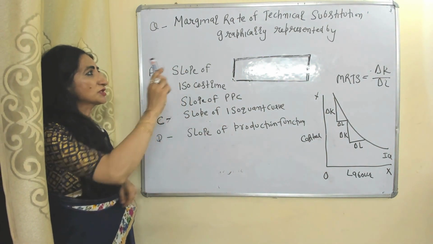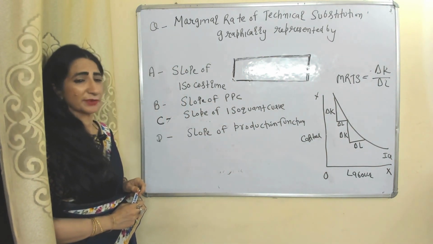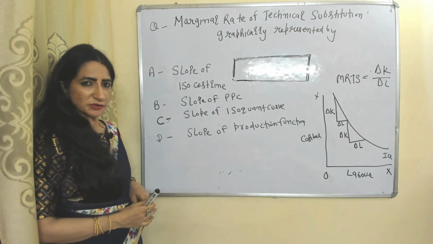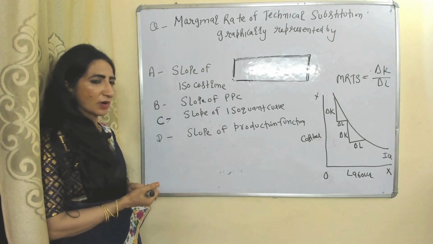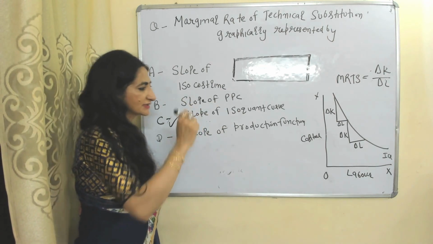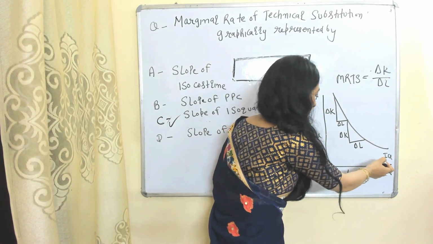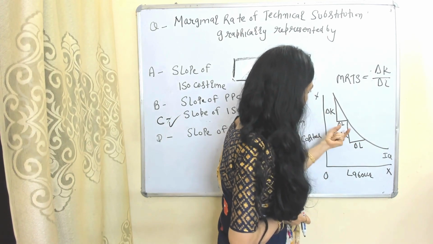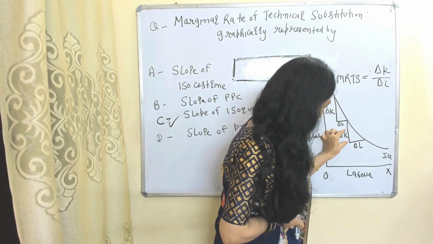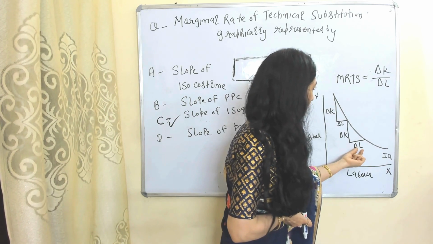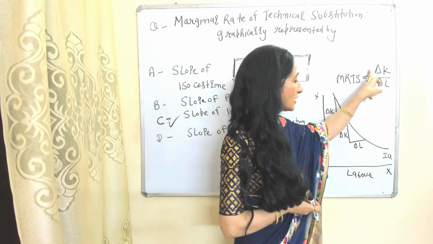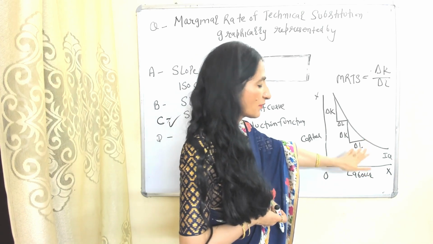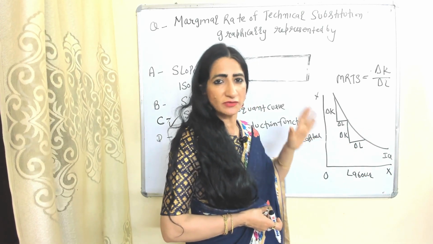Next question, marginal rate of technical substitution is graphically represented by the slope of the iso-cost line? No. Slope of the production possibility curve? No. Slope of the iso-quant curve? This option is right. We have already discussed. This is our iso-quant curve and this is the slope of the iso-quant curve, and this part shows change in capital, this part shows change in labor. Similarly, this part shows change in capital, this shows change in labor, and marginal rate of technical substitution is equal to change in capital over change in labor.